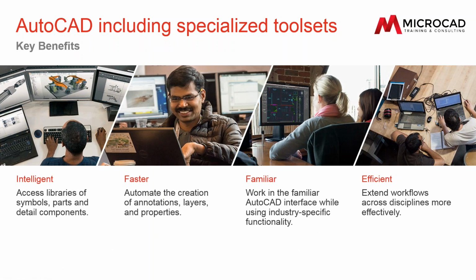Okay. So one of the key benefits of this new setup is that you gain access to features and functionality that help you work faster and more efficiently than ever before. You can design more quickly with industry-specific capabilities that allow you to access libraries of symbols, parts, and detail components. You can also work faster by automating the creation of annotations, layers, and properties. You can be more efficient by extending workflows across disciplines more effectively, and you can do all of this while working in the familiar AutoCAD interface.